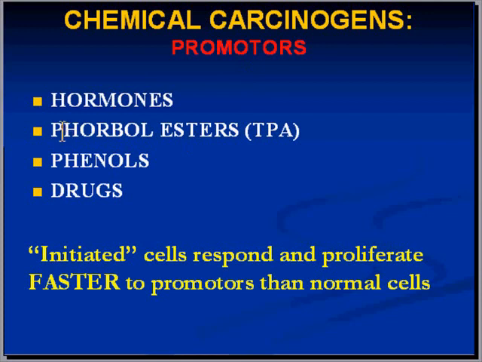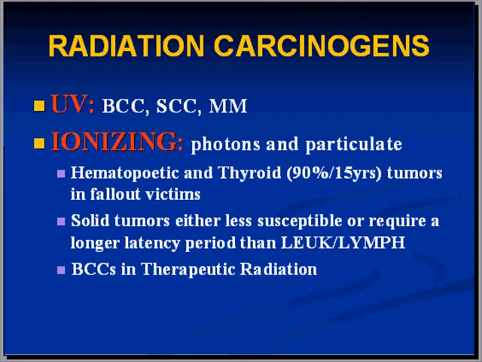A family of compounds called phorbol esters, or TPAs, are also known as promoters. Phenols, many drugs. And remember, initiated cells respond and proliferate faster to promoters than normal cells. So these promoters are going to be acting with much greater effectiveness on cells that have already been initiated rather than non-neoplastic cells.